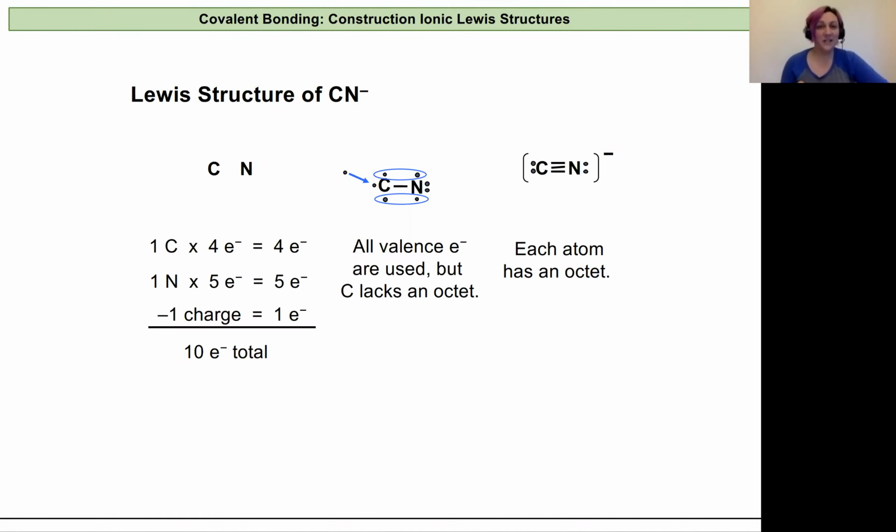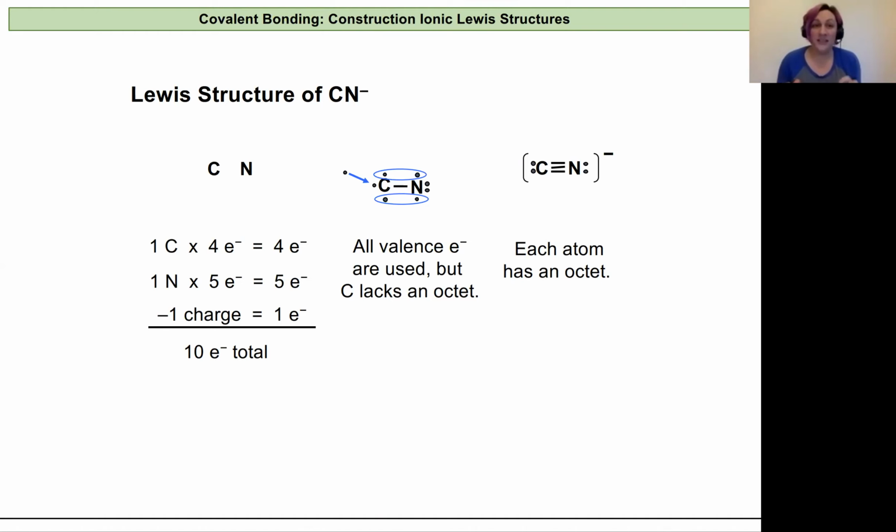I'd like to continue our conversation about how to build Lewis dot structures and talk about polyatomic ions. Now, these are compounds that are ions, but they are composed of more than one nonmetal atom. And so it's a molecule that's covalently bonded together that has an overall charge to it.